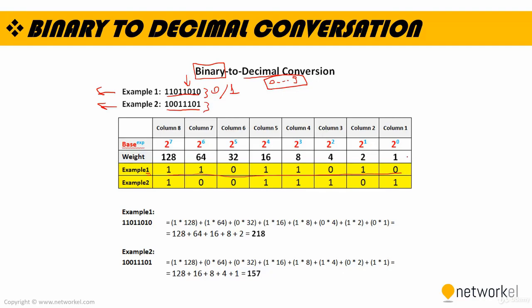The last step, I'm multiplying the numbers and adding them together. For example, 1 is multiplied with 128, 64 with 1, 32 with 0, and I'm adding these numbers together, and here is the decimal value of the 110111010.